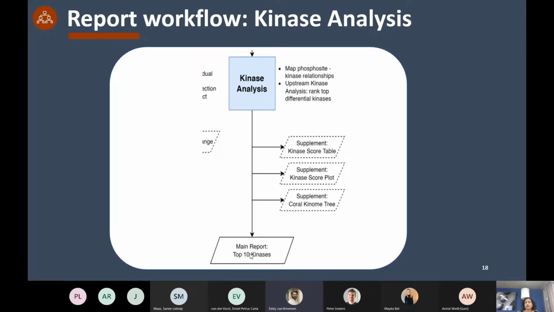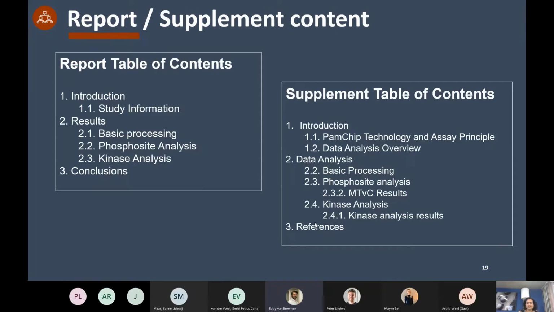So in the main report, we thought it's a nice idea to just have the top 10 kinases, which are up or down. And in the supplement, we provide further figures like the score table, like I showed you earlier, score plots, the kinome tree, and so on. So if I can summarize it, we focus the most important info in the main report and the side info in the supplement. Yeah, the visualizations and everything in the supplement. That's right. Great, thanks for clearing that.